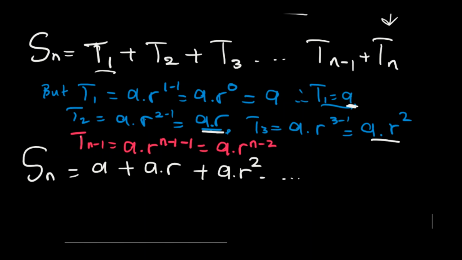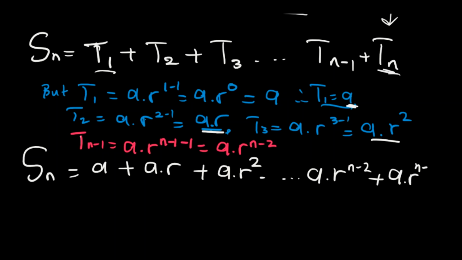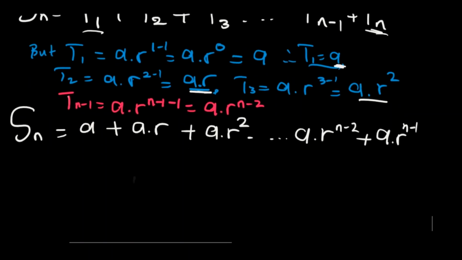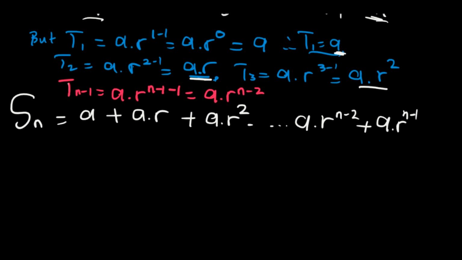So it's going to continue up until a multiplied by r to the power of n minus 2, and then plus the last one, which is T of n, right, which is just the formula of a multiplied by r to the power of n minus 1, right? So now we're just going to multiply by r. We're going to multiply this sum here by the ratio r, right?